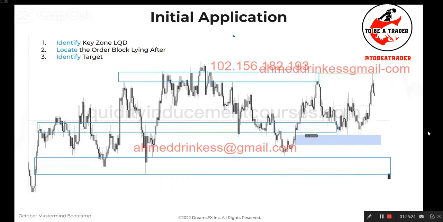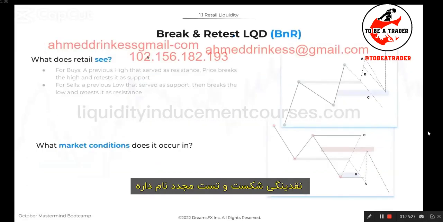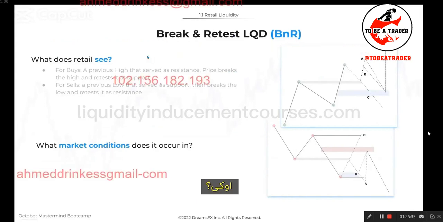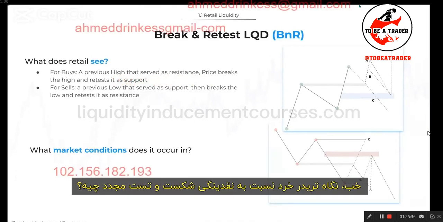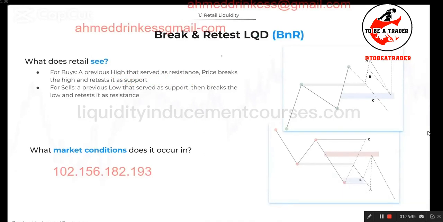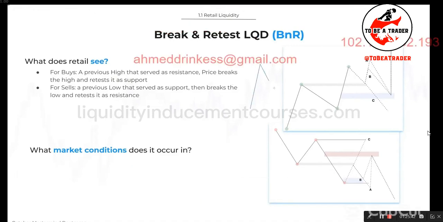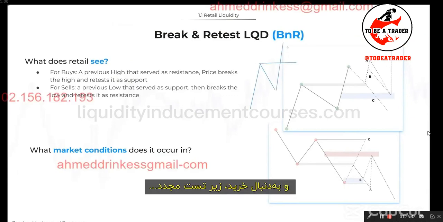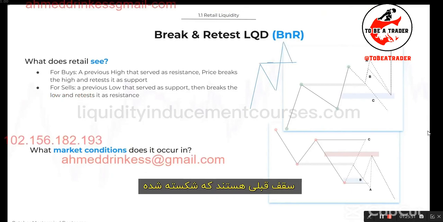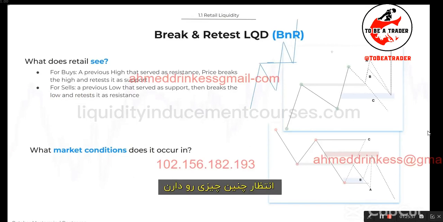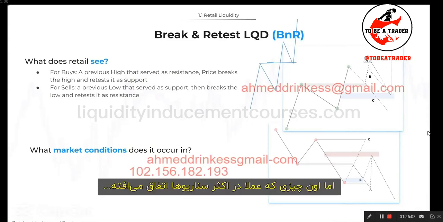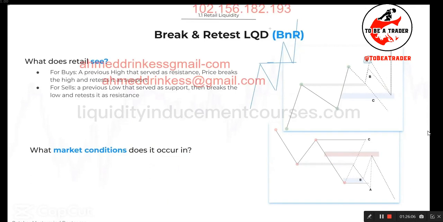So the next type is our break and retest liquidity, infamous break and retest liquidity. This one is a little bit longer, right? So what does retail see for break and retest liquidity? Well, break and retest traders, if they're looking to buy, wait for a high to be broken in an uptrend, and they look to buy on the retest of a previous high that was broken, expecting it's going to go higher. So this is their expectation right here. A is their expectation, but what's actually going to be happening in most scenarios is not that.